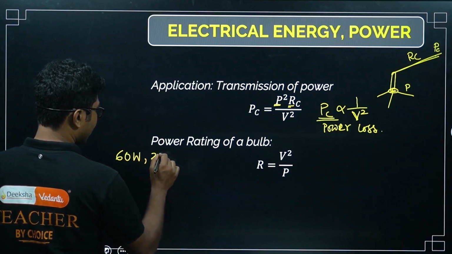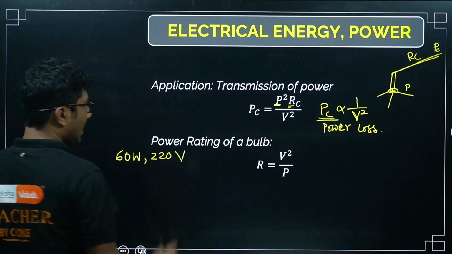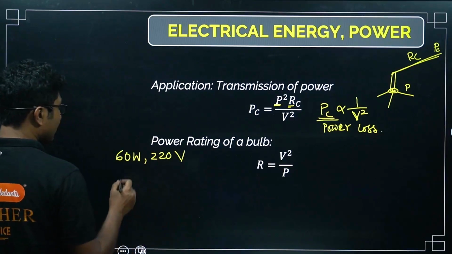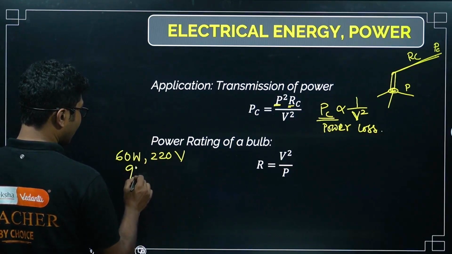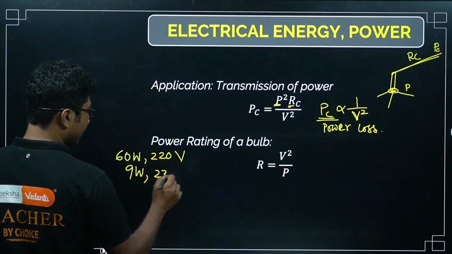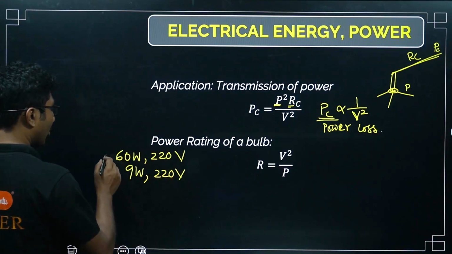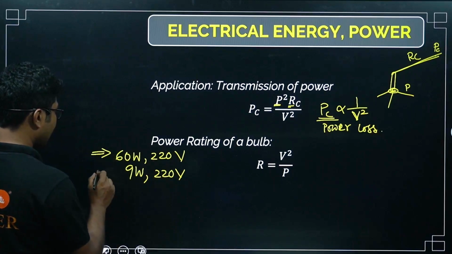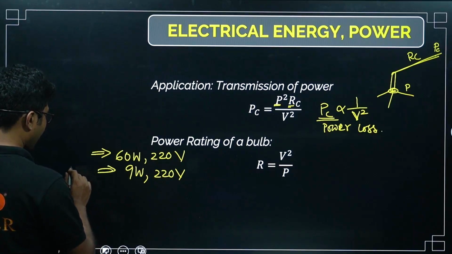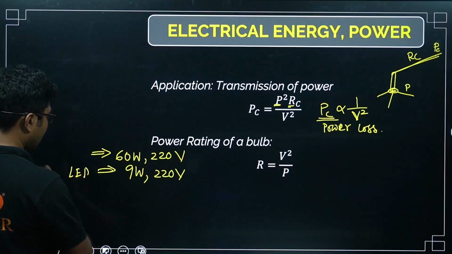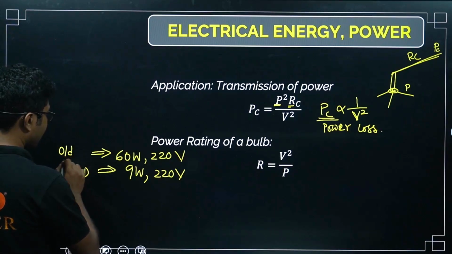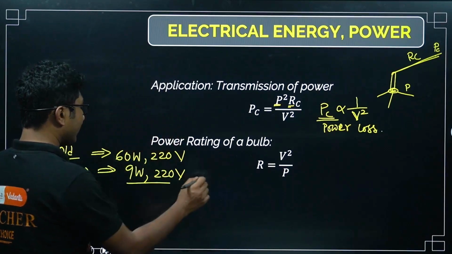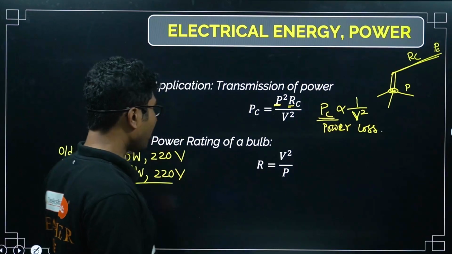Now, power rating of a bulb. You may have seen a bulb called 60 watt 220 volts. This was very common. Nowadays we don't see 60 watt bulbs because we are using LED. So you might find a bulb of 9 watt 220 volts, which is very common. This is a normal incandescent bulb with the filament, and this is an LED bulb, the old generation bulb being 60 watt. So 9 watt 220 volt is called the power rating of a bulb.